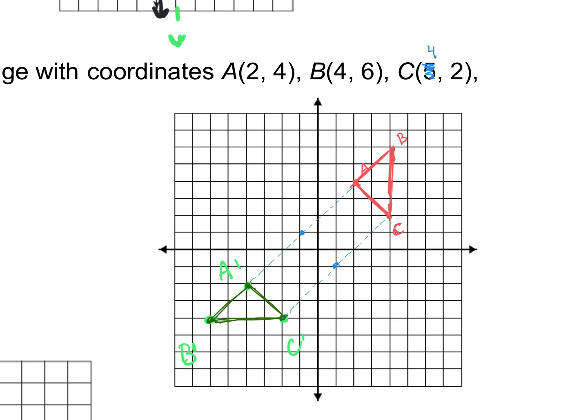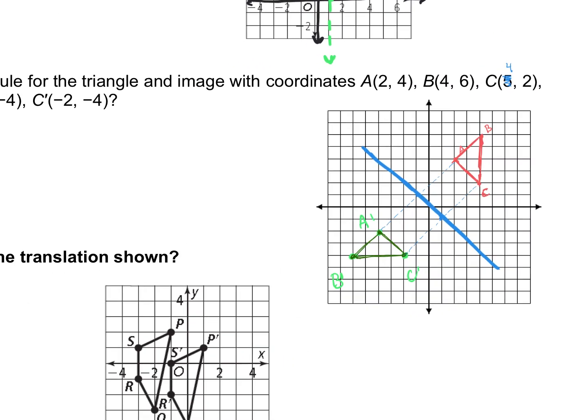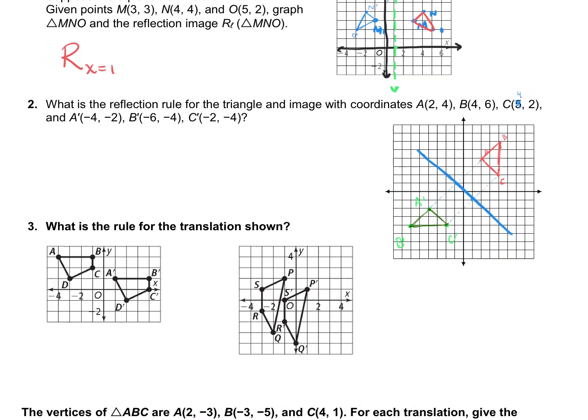Now our reflection line is going to be the line that connects these two. And then I'm just going to continue the same line. So that is our reflection line. There we go. And if you look at it, I think that looks pretty good. I think ABC reflected across that line is A prime, B prime, C prime. And so the question that we're being asked is, what is the reflection rule?